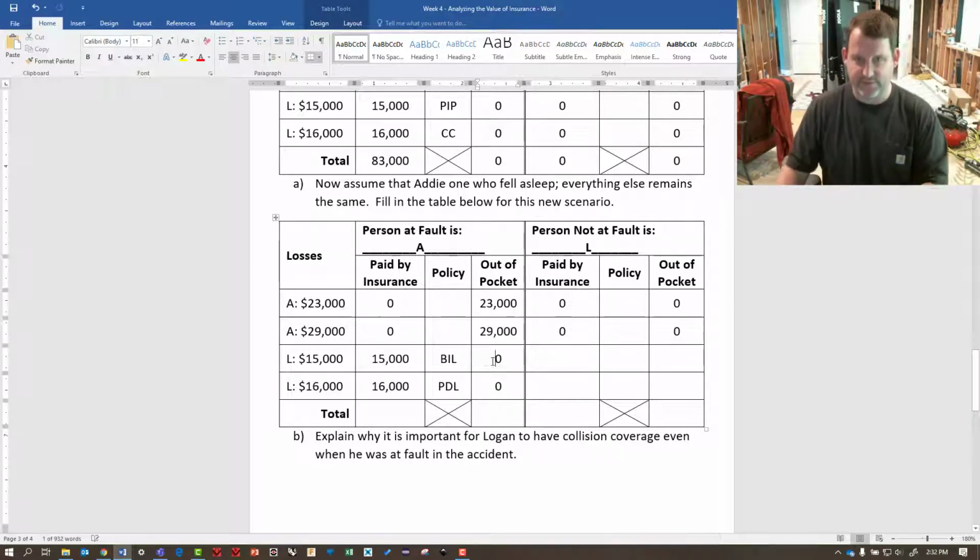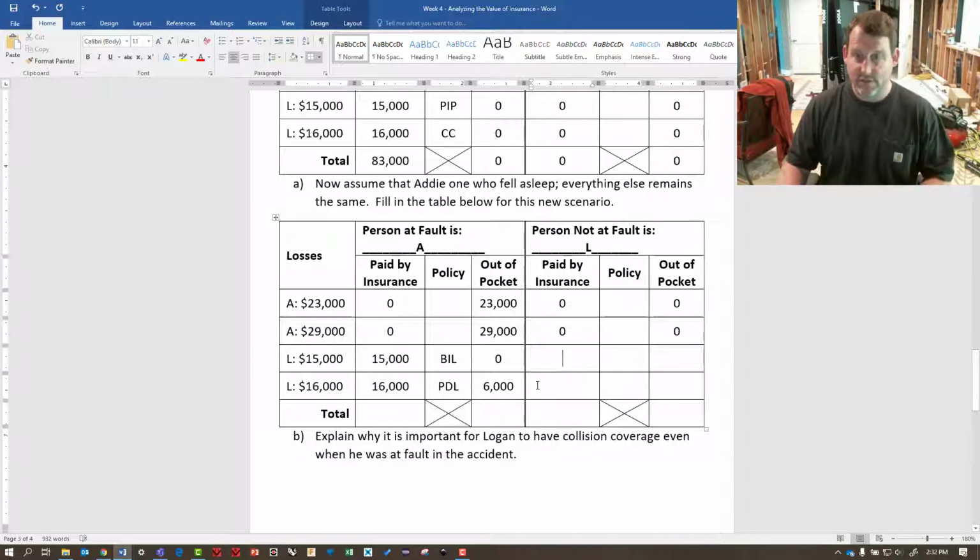So if you've been yelling at your computer, Mr. Hauser, you're an idiot, you did that wrong this whole time, you are vindicated. I did. So this is the car damage, and this is his medical bills damage. That goes to $0. Addie's policy pays for that one, but only pays $10,000 on the car, $6,000 left over.